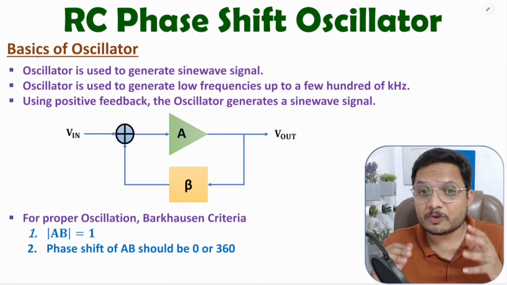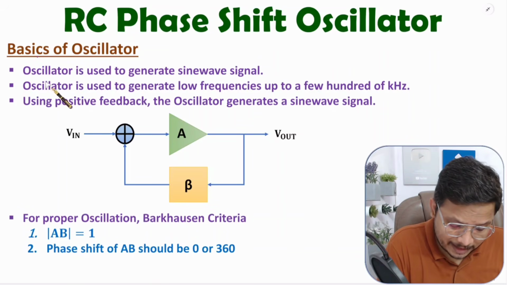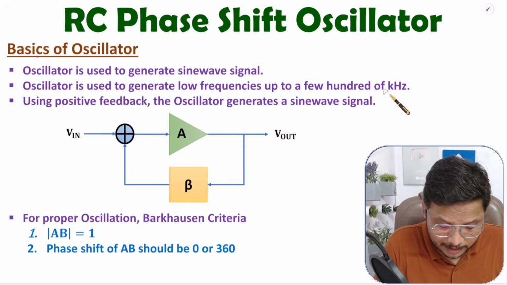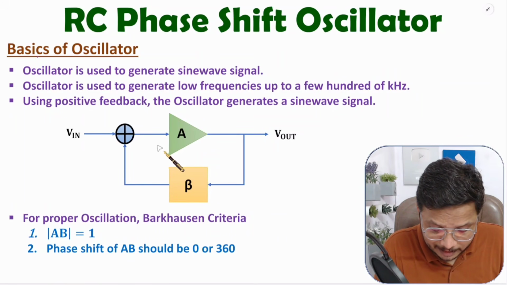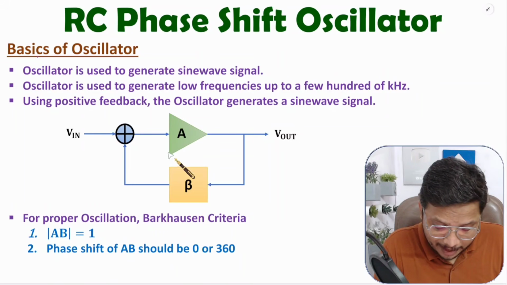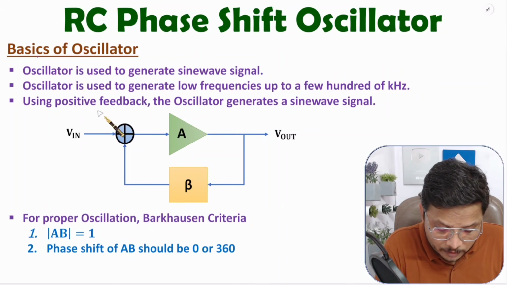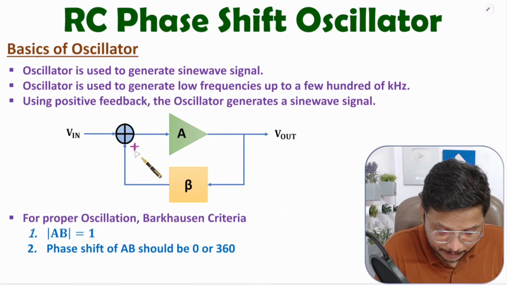Oscillator is used to generate sinusoidal waveforms. Let me explain how. Oscillators are used to generate low frequencies up to a few hundreds of kilohertz. Using positive feedback, one can generate a sine wave using an oscillator. Here is the basic block diagram shown for an oscillator, in which we have an amplifier having gain A, and we have feedback having gain beta. We use positive feedback, so in the feedback, the polarity will be positive.